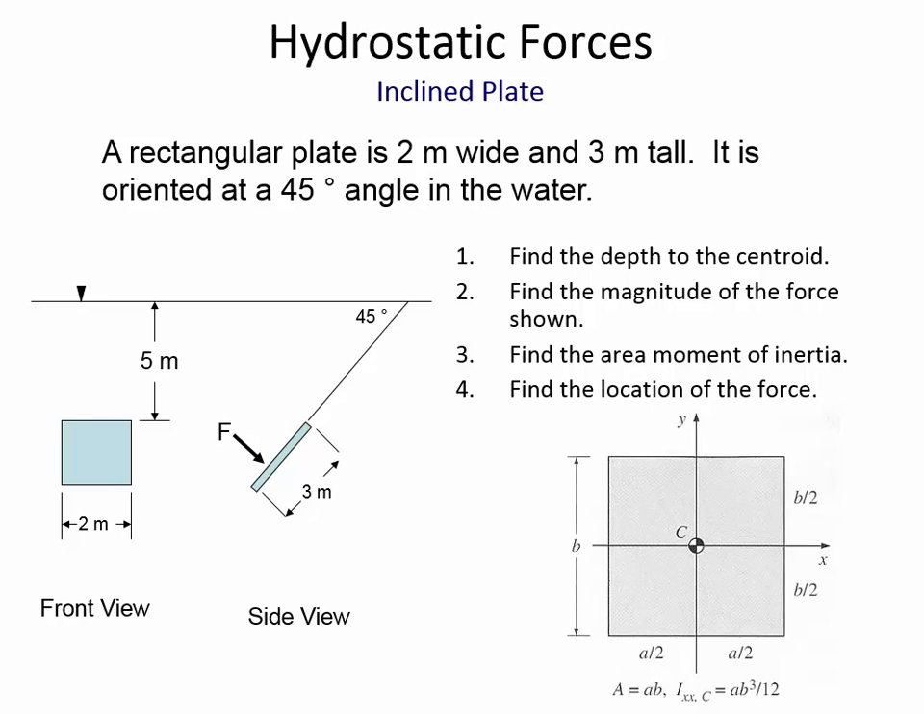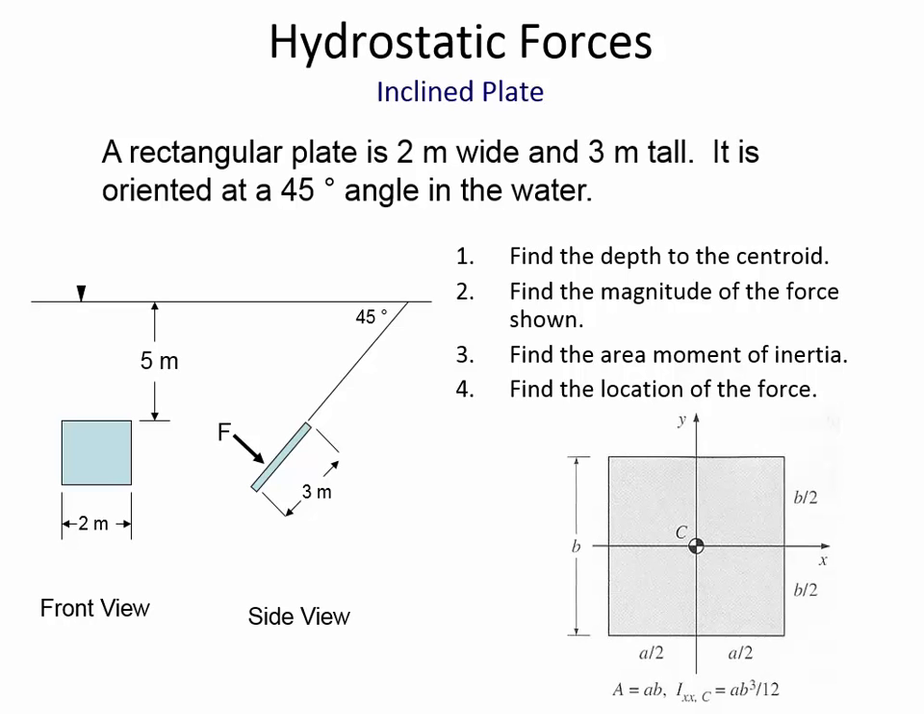So the area moment of inertia is going to be the same. If it is 2 meters by 3 meters, I have to cube that divided by 12, 4.5 meters to the fourth. That's our area moment of inertia. So we'll put the Y bar into this formula for YCP: 8.572 meters plus 4.5 meters to the fourth divided by 8.572 meters times the area of 6 square meters.